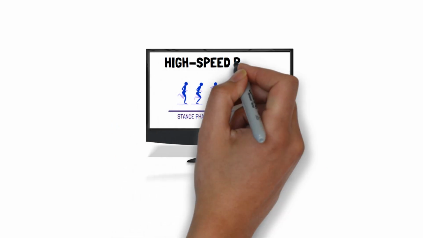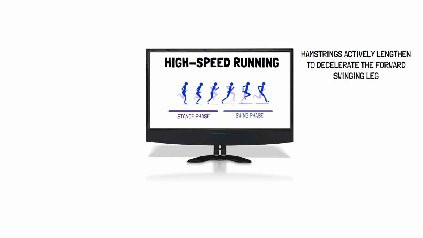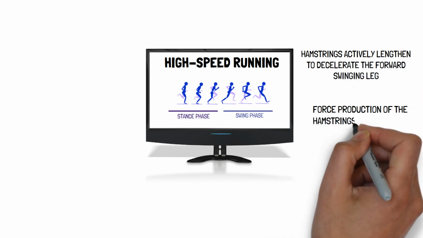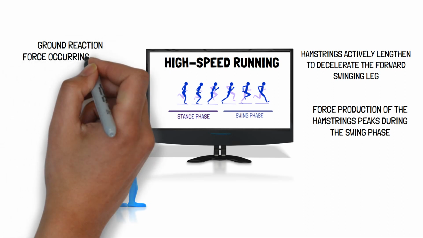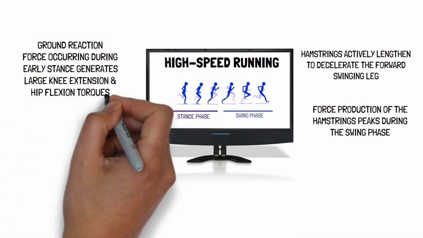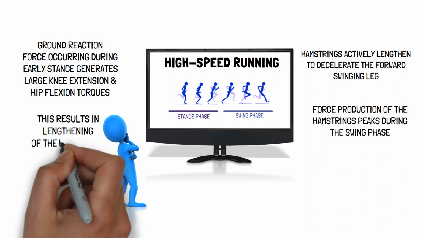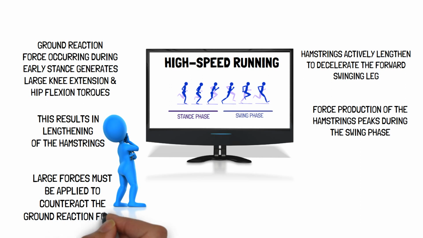During high-speed running, the hamstrings actively lengthen to decelerate the forward swinging leg, with force production of the hamstrings peaking during the swing phase. The stance phase also exposes the hamstrings to high amounts of stress. This is because the ground reaction force occurring during early stance generates large knee extension and hip flexion torques. This results in lengthening of the hamstrings, and so large forces must be applied to counteract this ground reaction force. And because the total length change and velocity of movement in high-speed running is greater than during acceleration, it's likely this imposes greater strain on the hamstrings.